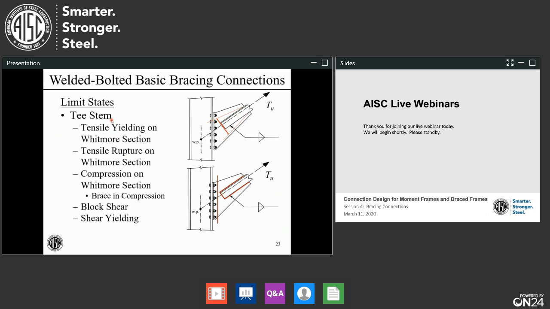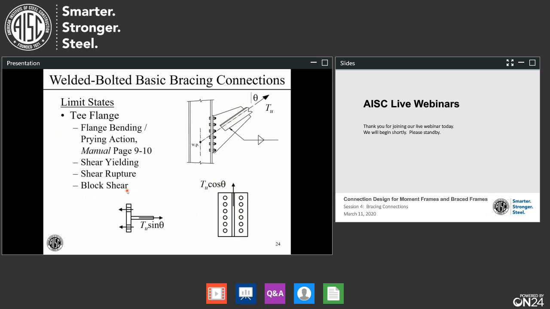Now we need to move into the T flange. Here we have several things going on. The most exciting thing here is that we have the horizontal component of T_u, this T_u times this theta, shown in plan view looks like this. Here's a plan view showing the T stem on the right and T flange on the left. And because of this arrangement, the T flange can bend out of plane.